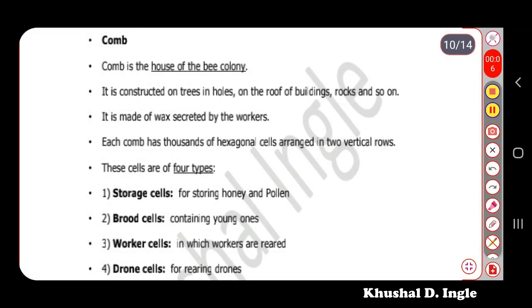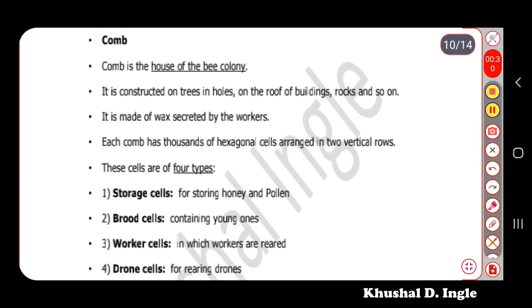Alright, so moving to the next slide, which is based on the comb. The comb is the house of a bee colony, meaning the bee population, along with the queen, drones and workers, all of this population lives in that particular area or colony, and it is called the comb.